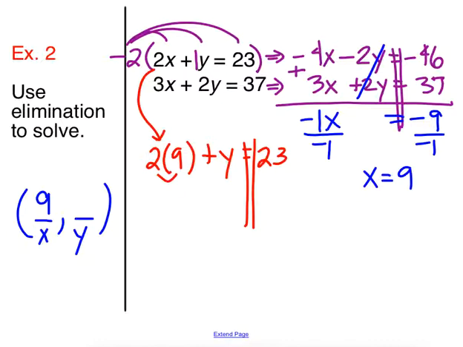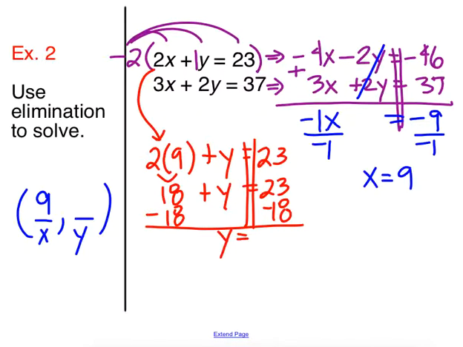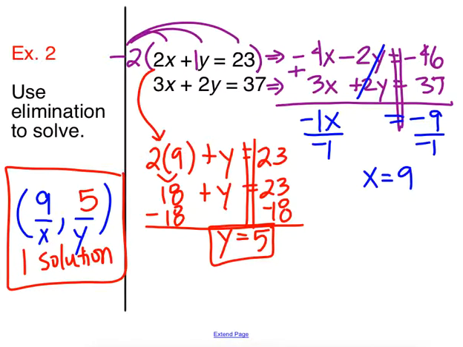2 times 9 is 18. When I take 18 away from 23, I'm left with 5. So there you have it. We've got one solution at (9, 5). And this is an example showing you how you can alter one equation using the distributive property by just picking any number that you need in order to make opposites.